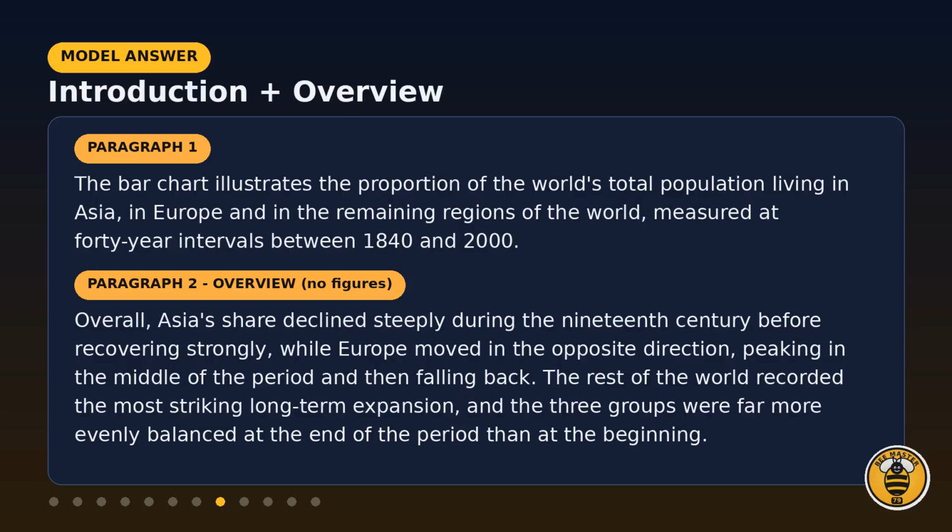Here are the first 2 paragraphs. Read the introduction and notice that every keyword from the prompt has been changed but nothing has been added. Then read the overview. It tells you the shape of all 3 trends, and it deliberately contains no numbers at all. That is what makes it an overview rather than a body paragraph.